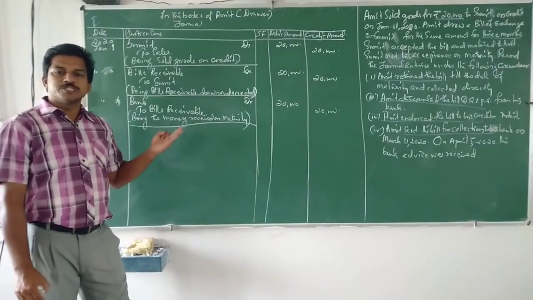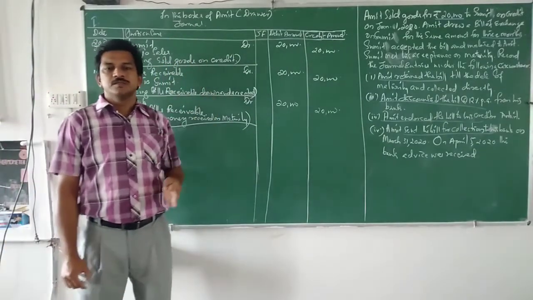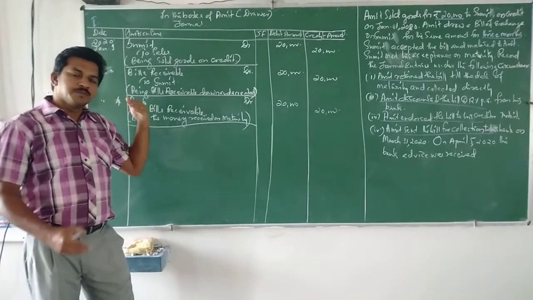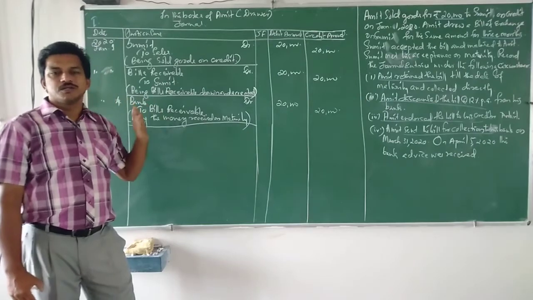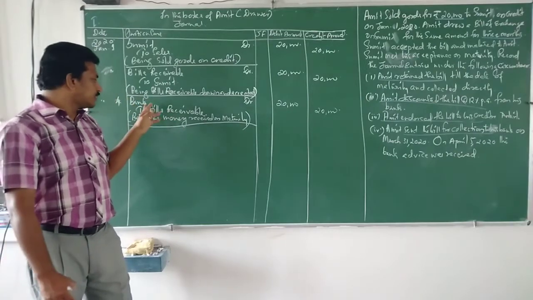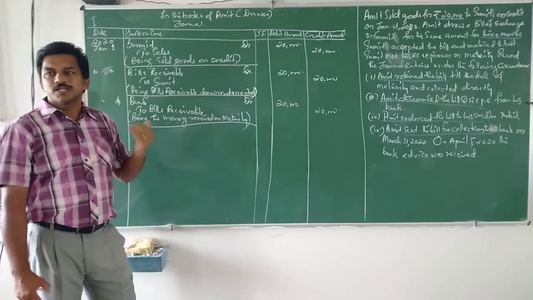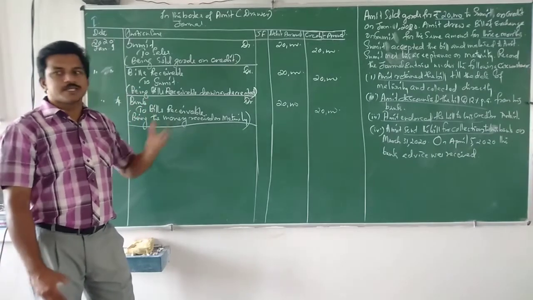Okay. Then what will be the journal entry in the books of Sumit? That is the drawee. Yes, bills payable debtor to bank or cash will be written. Here also we can write bank or cash. Okay, now let us discuss the second case.